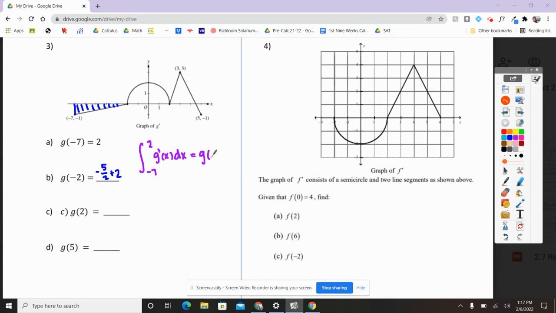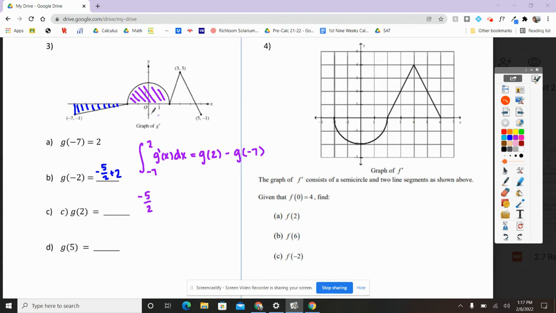And then we'll have equals g of 2 minus g of -7. So the area under the curve, we already know the area of this triangle because that's what we found. But if we're going all the way from -7 to +2, I'm going to add in this semicircle. So now I know this area has to be -5/2 plus 2, because that's what this, oh wait, just kidding, not the plus 2.